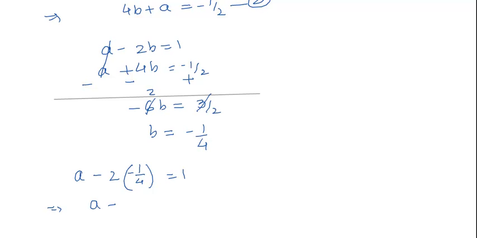So in place of b I will be writing -1/4. That gives a + 1/2 = 1. That gives a equal to 1/2. Therefore from this we can say that statement 2 is the correct one, because in statement 2 it is mentioned that a is equal to 1/2 and b equal to -1/4.